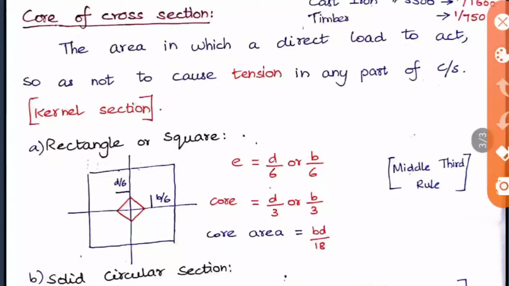This E should be less than this limit, that is D by 6 as given. It should be less than this limit so that it can avoid tension in any part of the column section, okay. So this is given as E here.